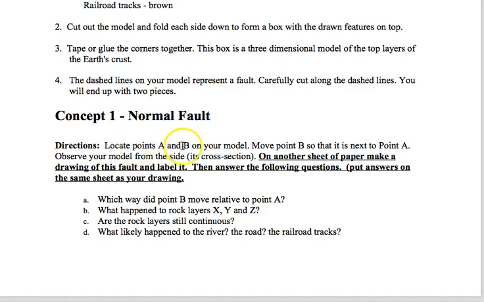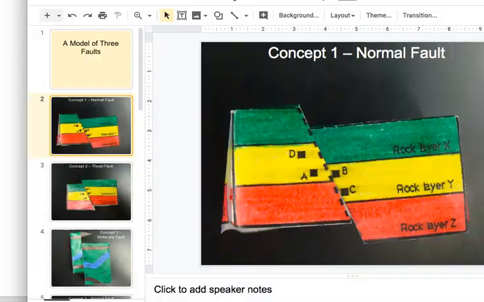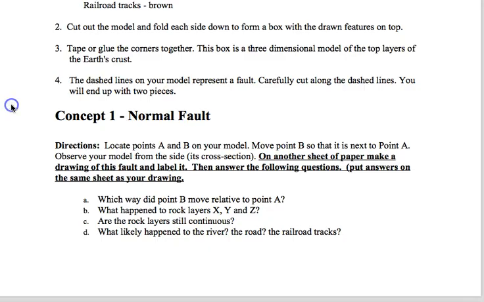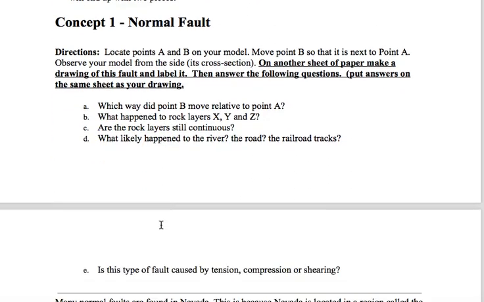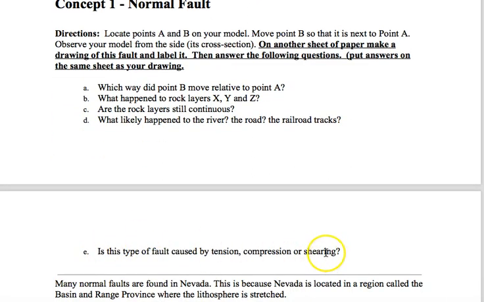It says locate point A and B on your model, move point B so that it's next to point A. So when we look at the model, what did you have to do? You had to slide this side down so that B is next to A. It doesn't say move A so that it's next to B. It says move B so that it's next to A. Once you do that, use the model to answer these questions. And there is one on this page as well.